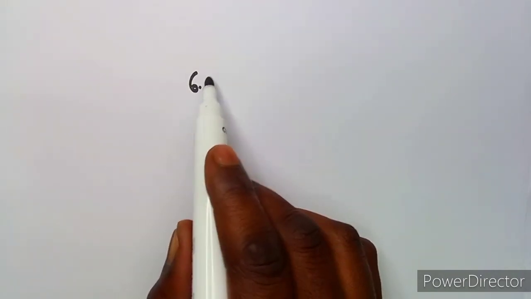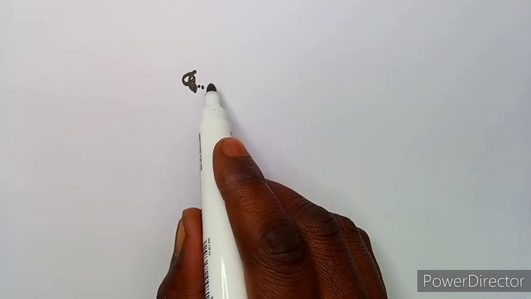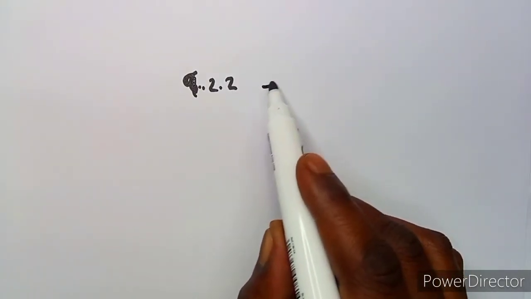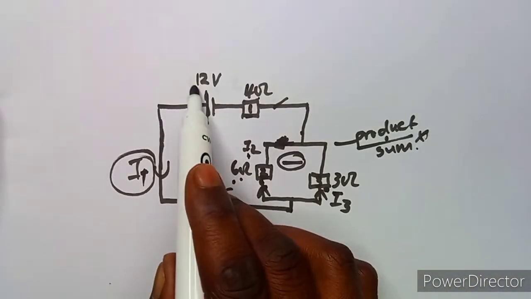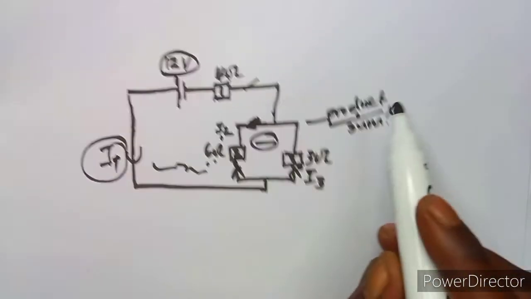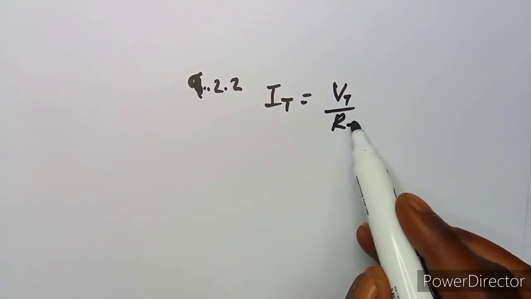Okay, so this is 9.22. The first thing that you're supposed to do is to calculate the total current. So the total current is the total voltage of the circuit over the total resistance of the circuit.